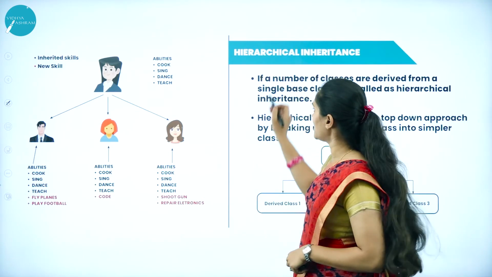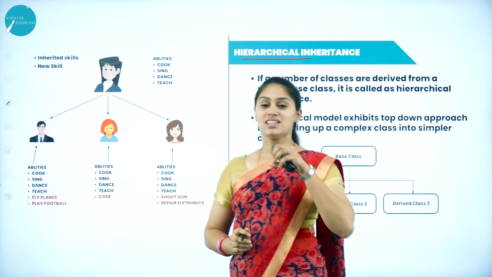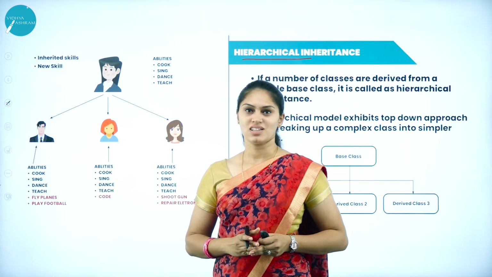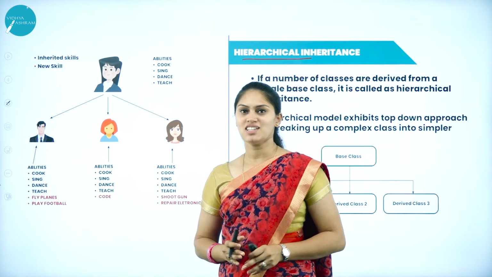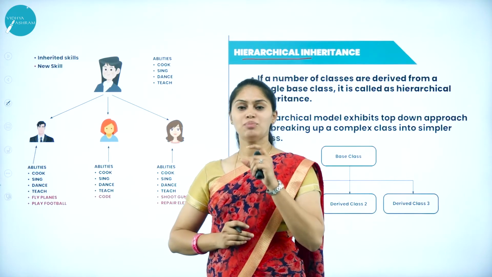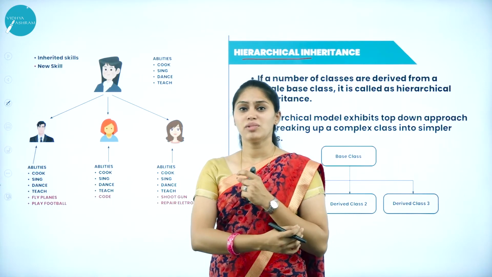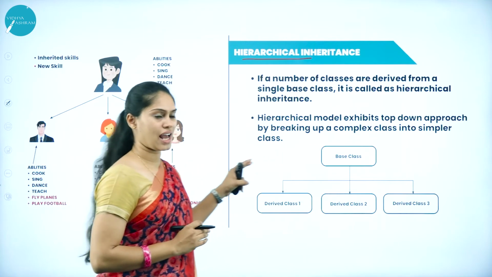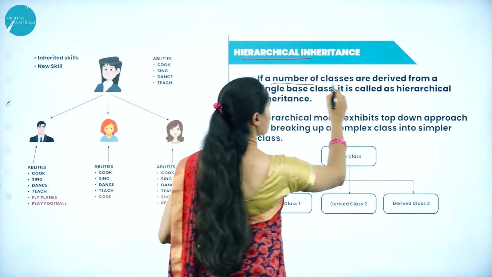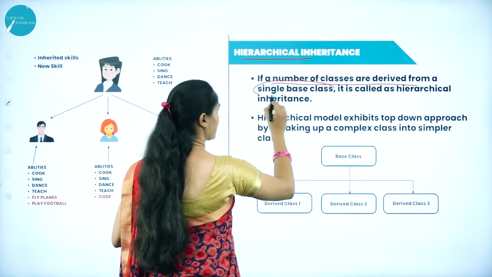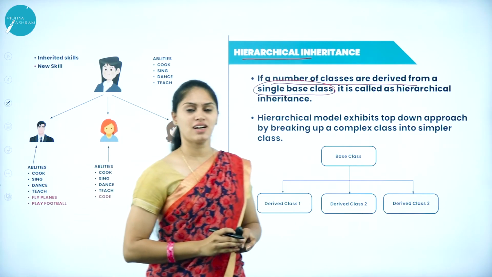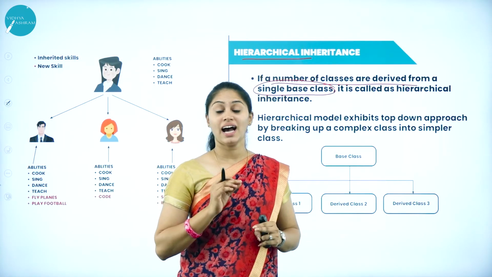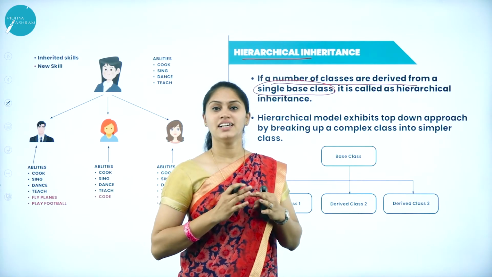That is hierarchical inheritance. Hierarchical in the sense of a tree structure. The root will be one, then it will divide into a number of branches. In the same way, hierarchical inheritance means there will be only one base class. With the help of that base class, we can create any number of derived classes. If you see here, if a number of classes are derived from a single base class, then that kind of inheritance is known as what? Hierarchical inheritance. It is like a tree structure.